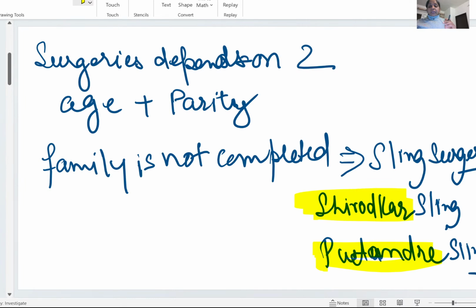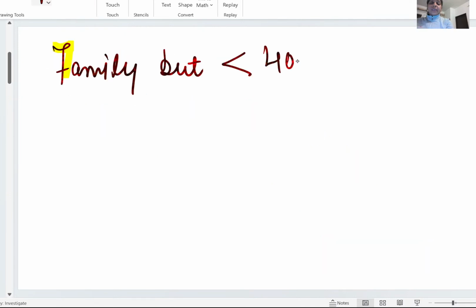Now, for a lady who has completed the family but is less than 40 years, the lady will not want her uterus to be removed. No, Dr. Abdul, it is not pelvic floor repair, it is only sling surgery.